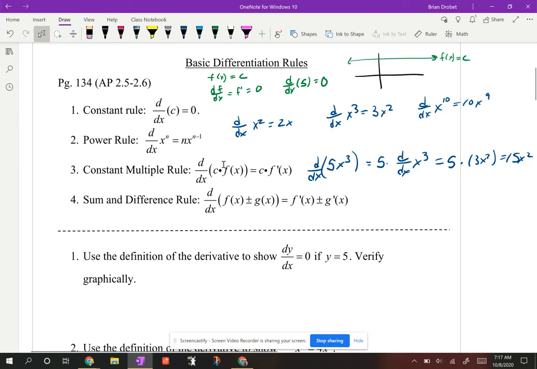So you have to make sure you see the difference here. The derivative of just a constant is 0. But the derivative of a constant times a function is not 0. It is the constant times the derivative of the function.